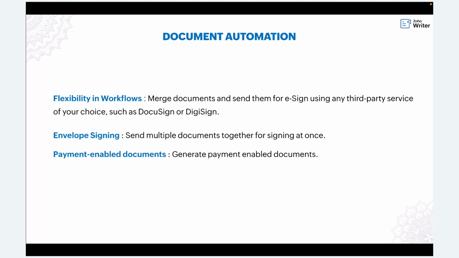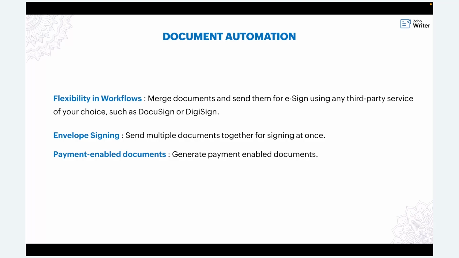This allows you to send multiple documents together in a single signing request. For example, a main agreement along with annexures or supporting documents can all be signed in one single workflow. This reduces back and forth, and it also speeds up the completion.